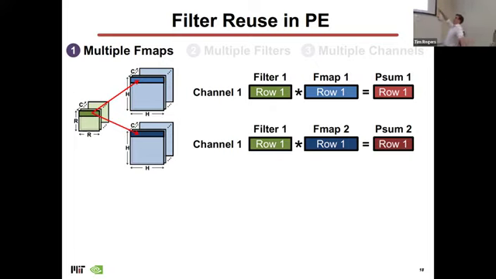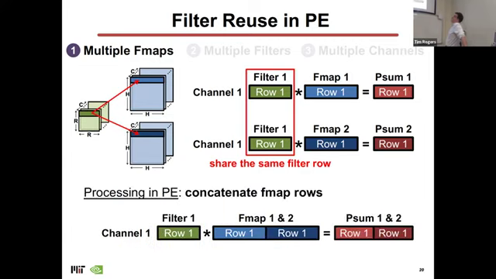I need to apply that same filter to all of those F maps. So I end up with basically having the same weights. So I'm reusing the rows here. And then I have different F maps that I need to stream in. Okay. So basically they share the same filter row, but then they'll use different F maps.